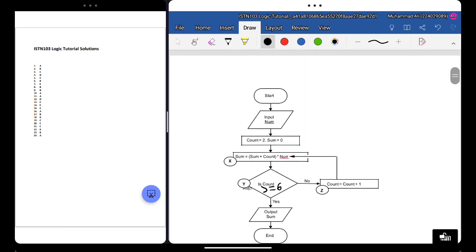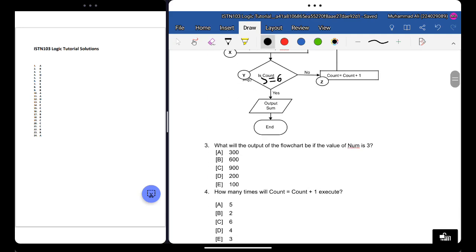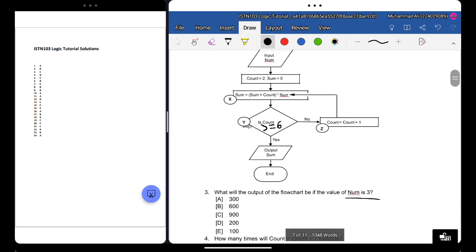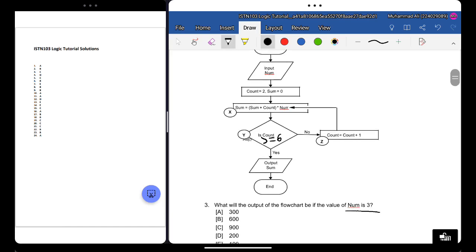I go in iterations. My iterations are my rows going down, my numbers. But you will see what I'm trying to mean. Input number. They should tell me what number I must input. What is the output of the flowchart if the value of num is 3? Alright, input is num. So let's put 3 in the system, right?